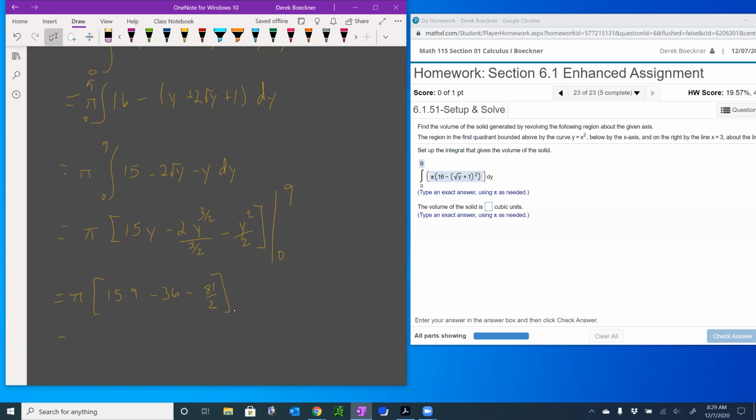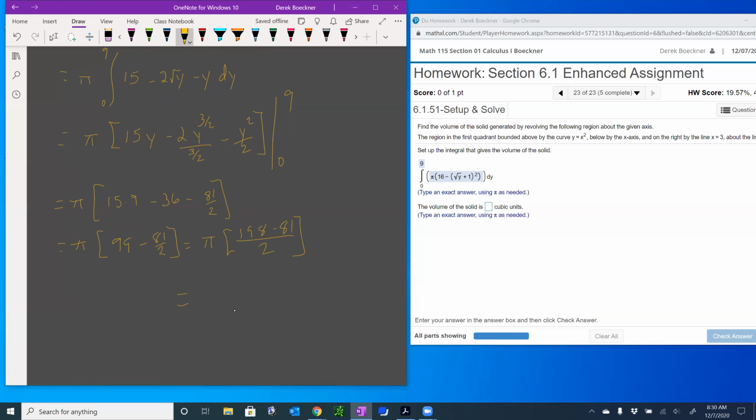Okay. So that's pi, 15 times 9 minus 4 times 9. Right. That's 11 times 9. So that's 99 minus 81 over 2. That's going to be pi, 198 minus 81 over 2. 99 halves is 198 halves. So that's going to be 117 halves pi.